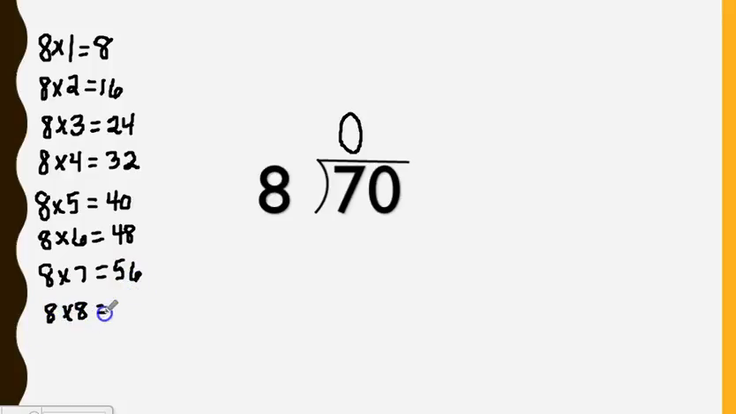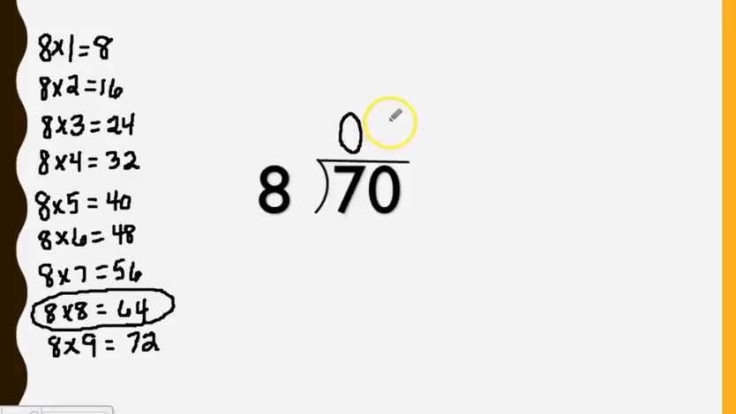All right, so here we go. I'm getting closer to 70, aren't I? Okay. And that, oops, that puts me over 70, so I'm not going to use that. I'm going to use this one. 8 times 8, because it gets me as close as I can get to 70 without going over.